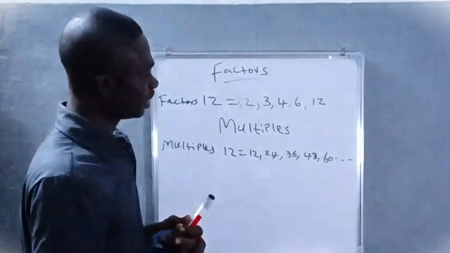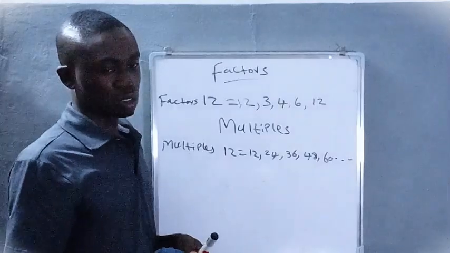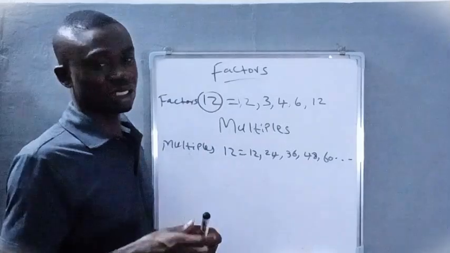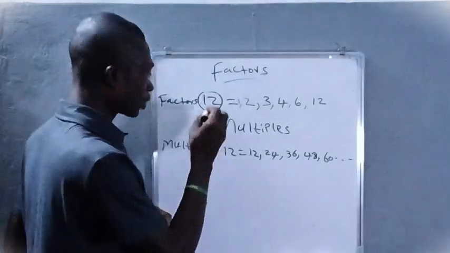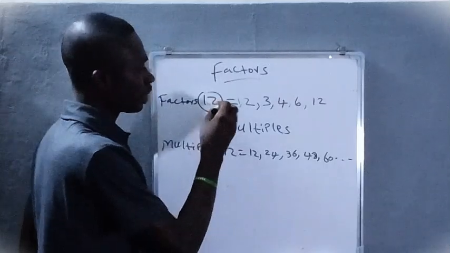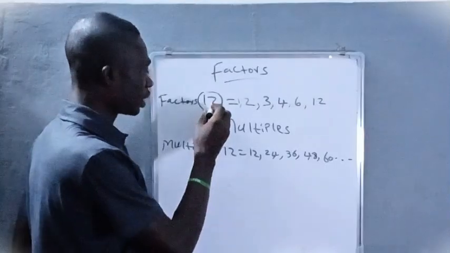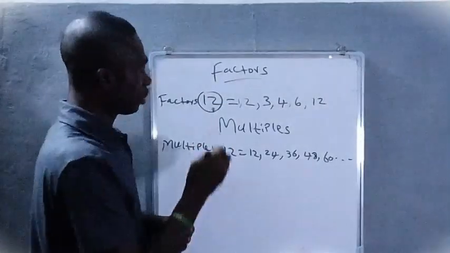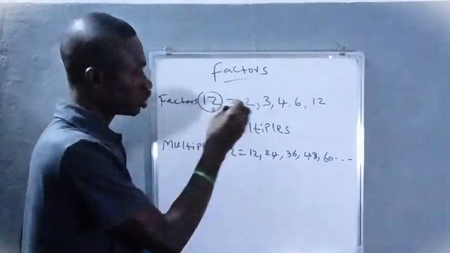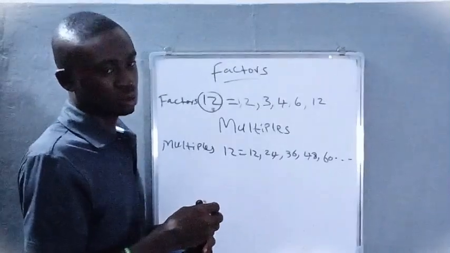Now, let me give you a very striking difference between factors and multiples. No factor of a number is more than that number. For instance, factors of 12. The highest factor of 12 that you can have is 12. You cannot have 24. You cannot have 13. You cannot have 14. Because those numbers cannot divide evenly by this particular number.